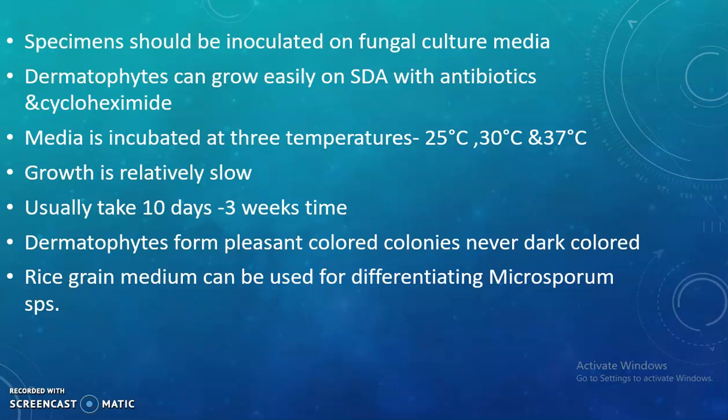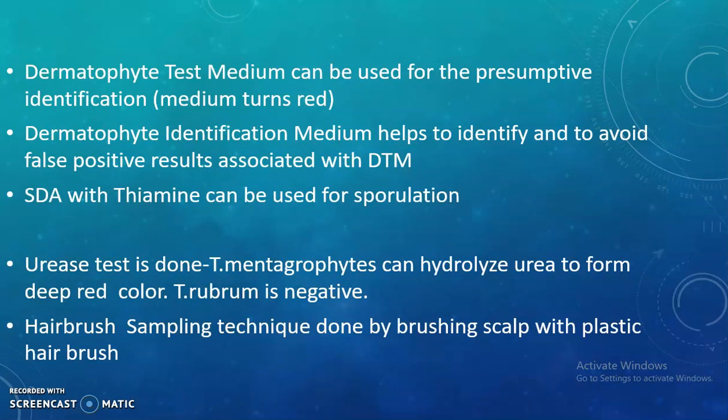Rice grain medium can be used for differentiating Microsporum species. Dermatophyte test medium can be used for presumptive identification. The media turns red if it is positive. Dermatophyte identification media helps to identify and to avoid false positive results associated with dermatophyte test medium. SDA with thiamine can also be used to see sporulation. Urease test is done for differentiating Trichophyton mentagrophytes and rubrum. That is, mentagrophytes is urease positive and rubrum is urease negative.